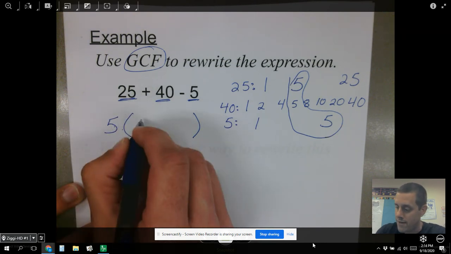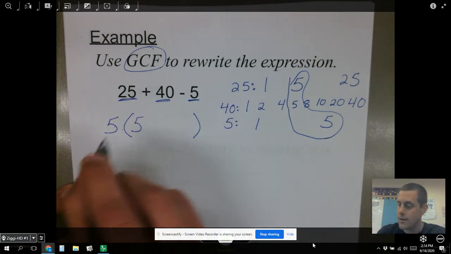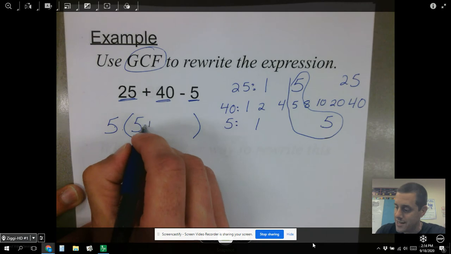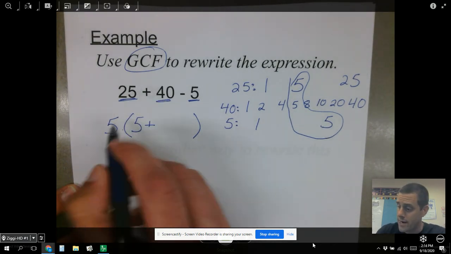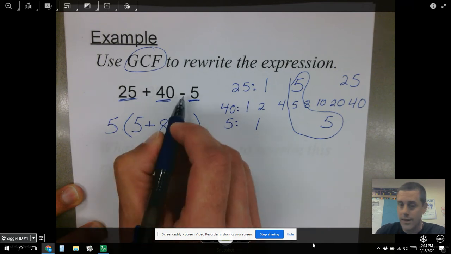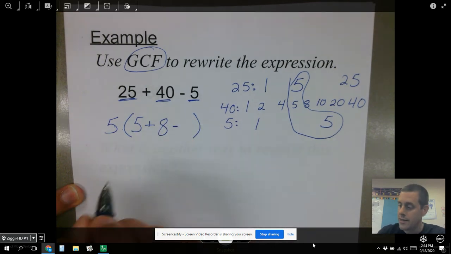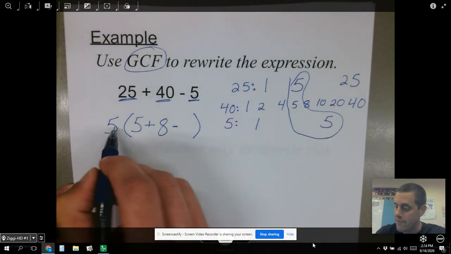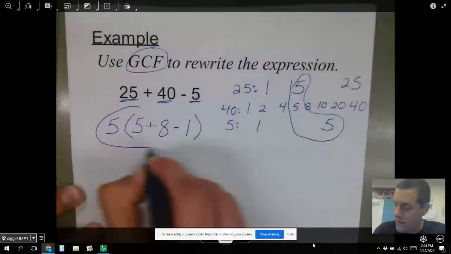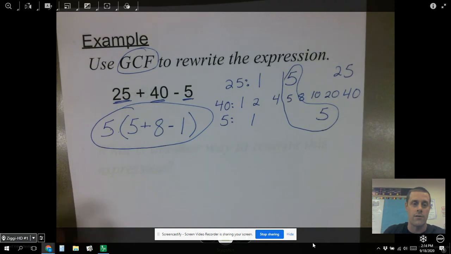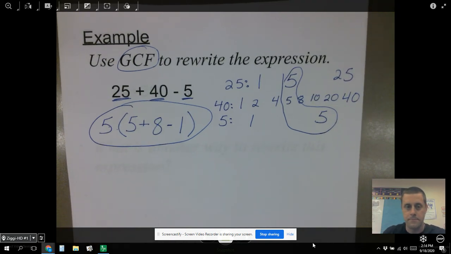25 divided by 5 is 5. Bring down your operation, which is addition, a plus sign. Now factor a 5 out of 40. 40 divided by 5 is 8. Bring down our next operation, which is subtraction. And now factor a 5 out of 5. 5 divided by 5 is 1. You have generated the equivalent expression 5 times the quantity, 5 plus 8 minus 1.